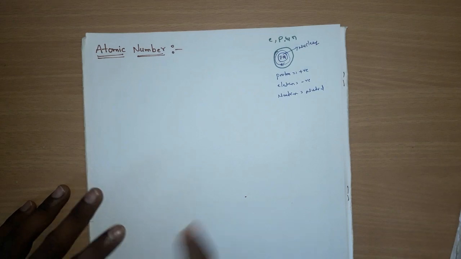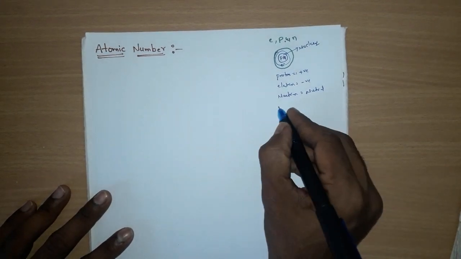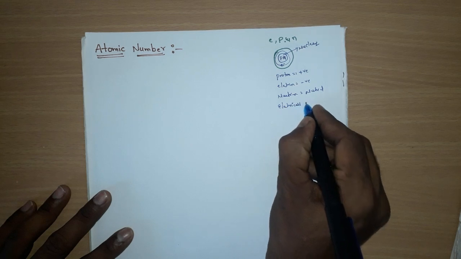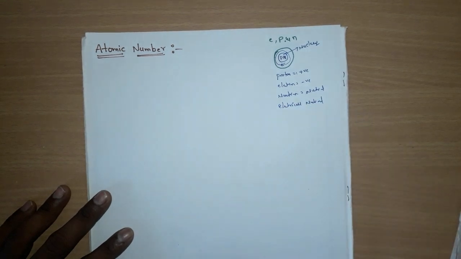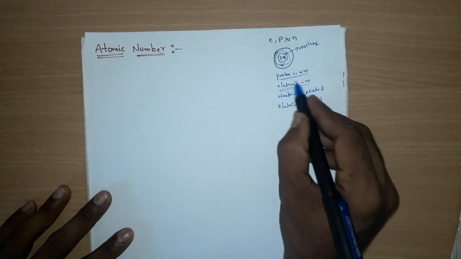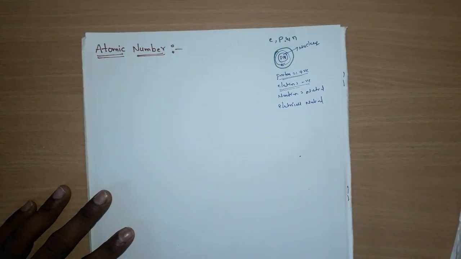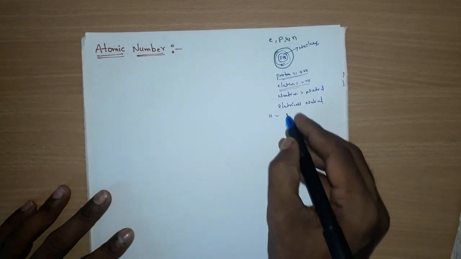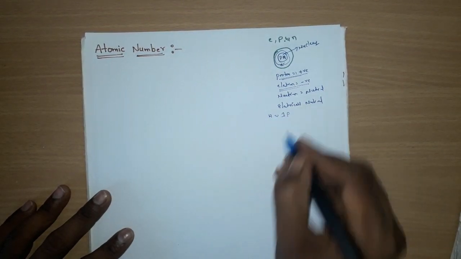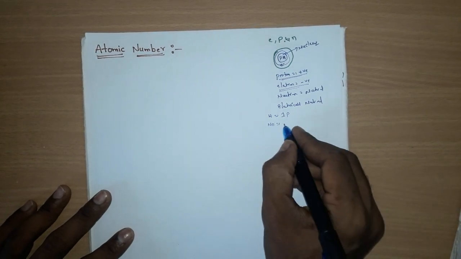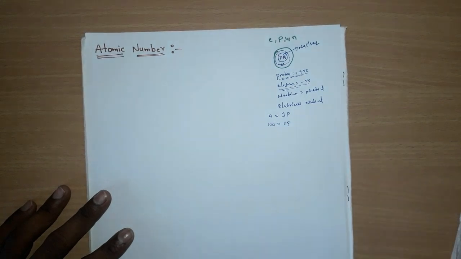You know very well that an atom is electrically neutral. Neutral means an equal number of electrons and protons is present inside the atom. For example, inside the hydrogen atom one proton is present. If you take sodium, inside the sodium 11 protons are present.